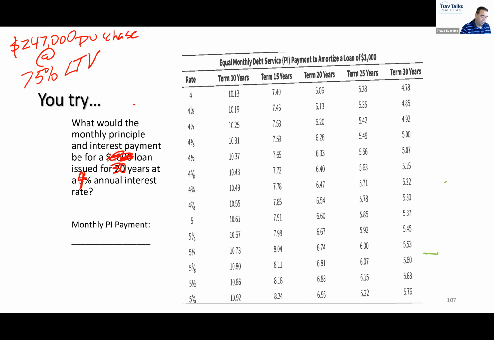Okay. I've got to go get my calculator back. I hate using my phone as a calculator.